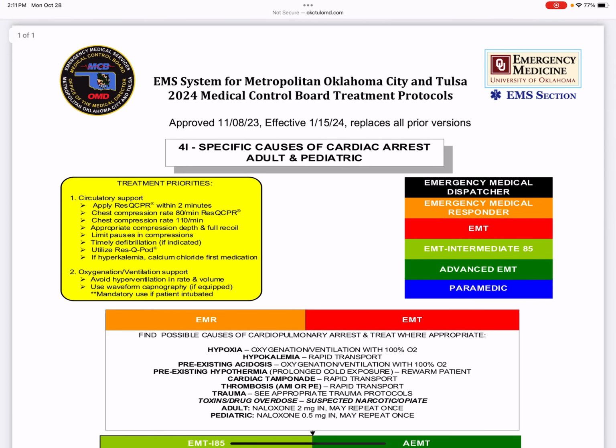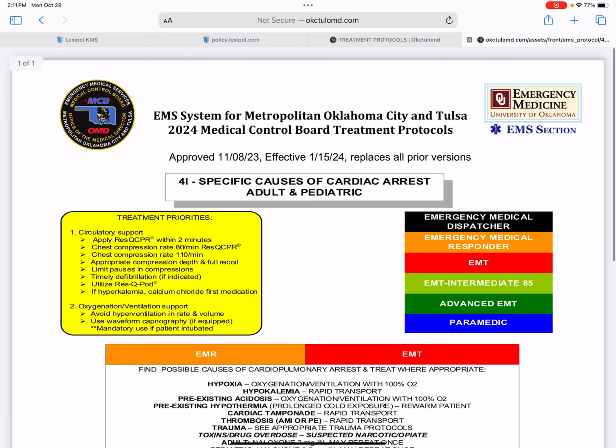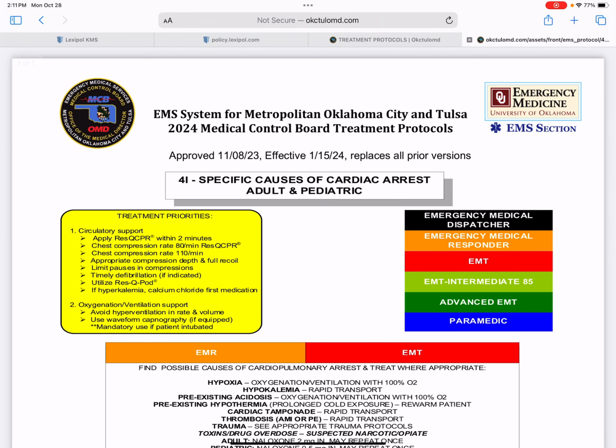We will hit a little bit more in detail once we hit the formulary section, when we give those certain medications, what we do and stuff like that. So we'll get there here in a little bit. But that is it for that one.